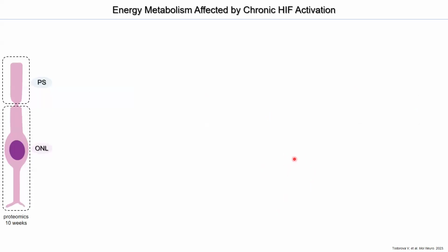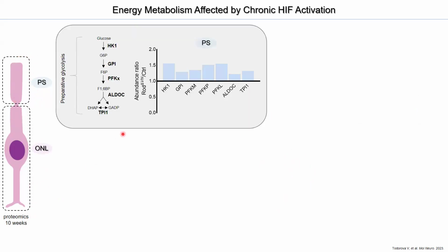To then further study the metabolic changes of these mice, she performed proteomics at 10 weeks, so that is before degeneration, and we were able to separate the photoreceptor segment versus the ONL. What we could see is that the proteome of the photoreceptor segment in the VHL mice showed an increase of preparative glycolysis enzymes. This makes sense because they all have an HIF1 alpha target site, and this then suggests that we have an increased glycolysis activity inside the photoreceptors.